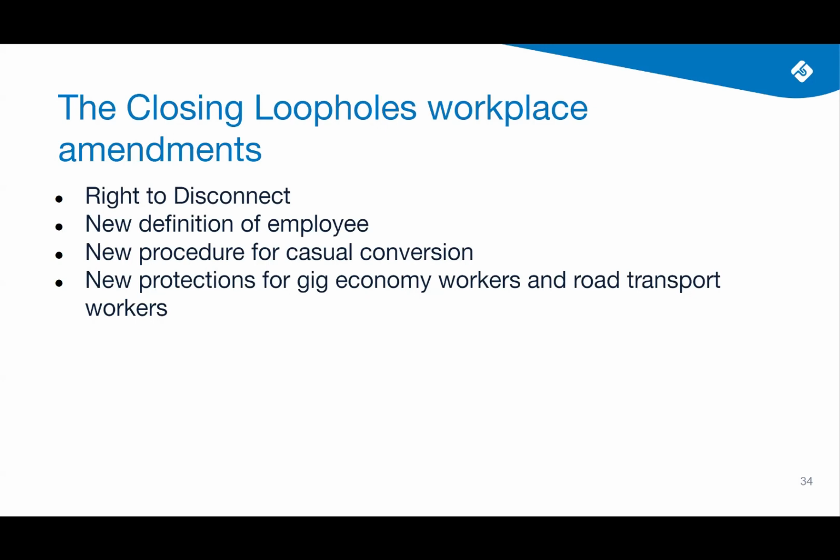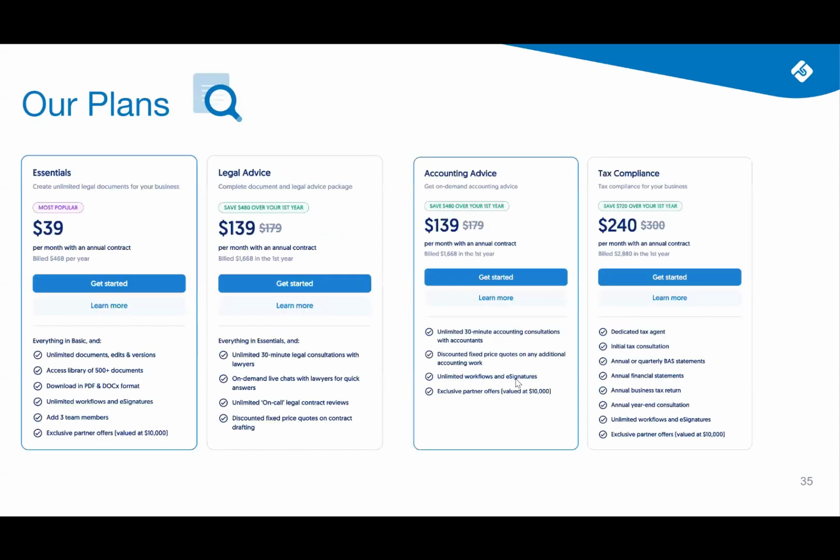Then there's a new procedure for casual conversion and a new definition of what a casual employee is, which puts the burden onto the employee to request casual conversion as opposed to the employer to offer it. Finally, there are new protections for gig economy workers and road transport workers. It's unclear what these protections are right now, but these sets of workers have been defined. There are expert panels that will decide on what protections will be rolled out in the future. So yeah, don't be afraid to ask us later on if you have any questions about these changes.